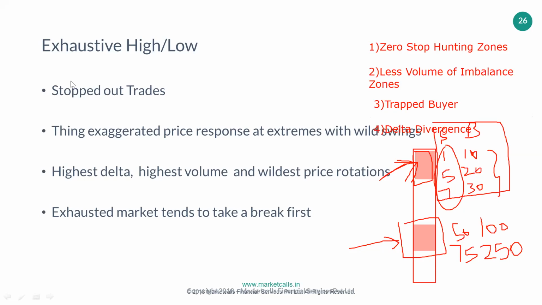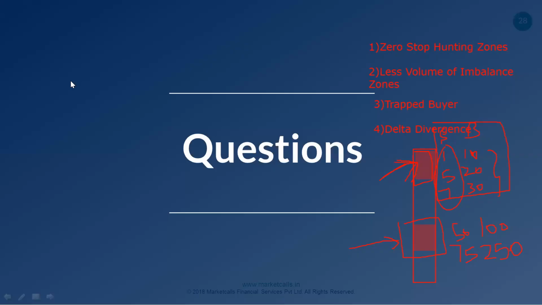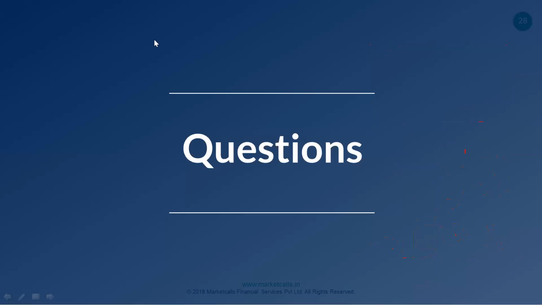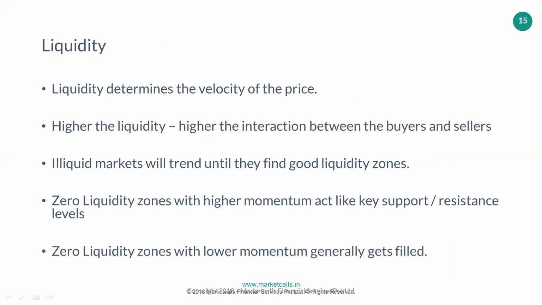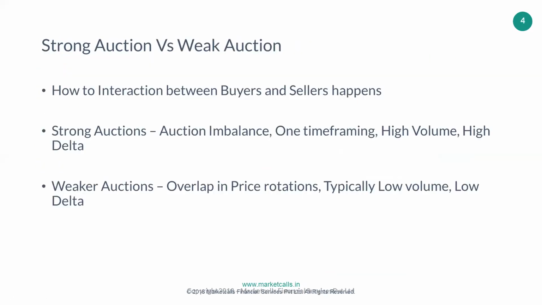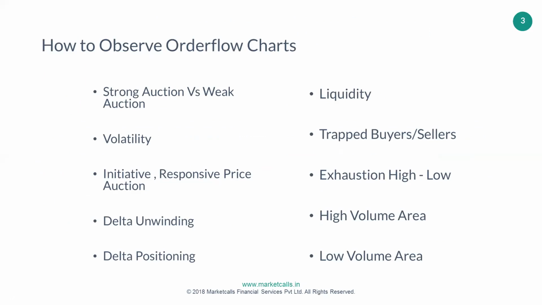Okay, I think we can take a couple of questions over here. Maybe what I'm going to do now is unmute everyone and ask for questions. Now you can unmute yourself and ask questions. Whatever we have spoken so far, we have already discussed a variety of topics since the morning. We talked about concepts like strong auctions, weak auctions, volatility, initiative.